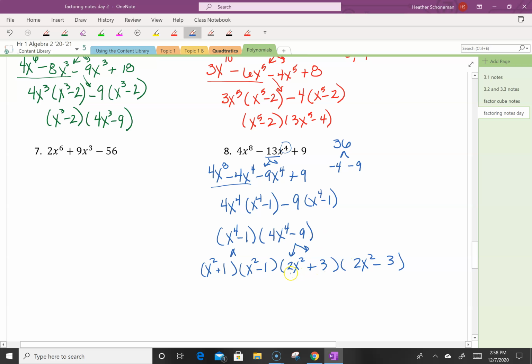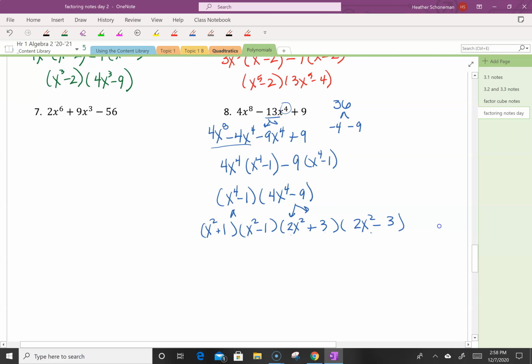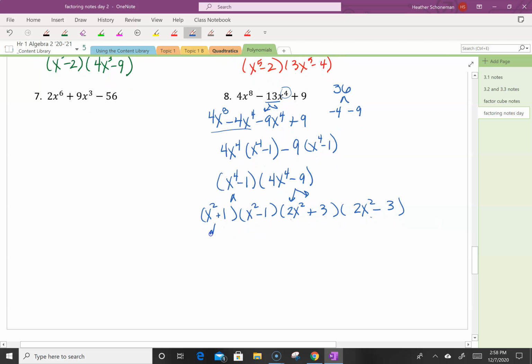Now, let's look over here on the right. I can't take the square root of any of the 2 or the 3, so these last two parentheses are not going to go any further. But oh my gosh, look what happens here. This, I can factor to x plus 1i, x minus 1i. Why did I add the i? Because I'm factoring the sum of squares. This one can factor to x plus 1, x minus 1. Why did I not add the i? Because this is the difference of squares. This is a minus. This one can't factor any further.